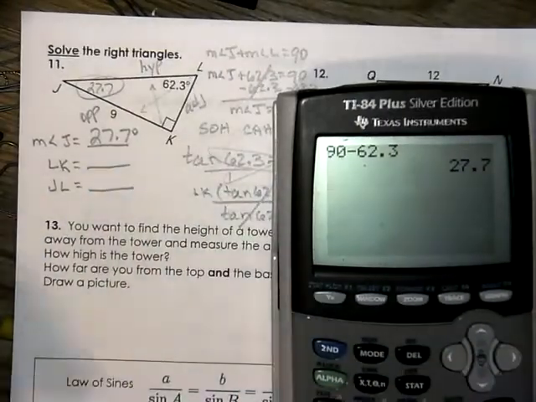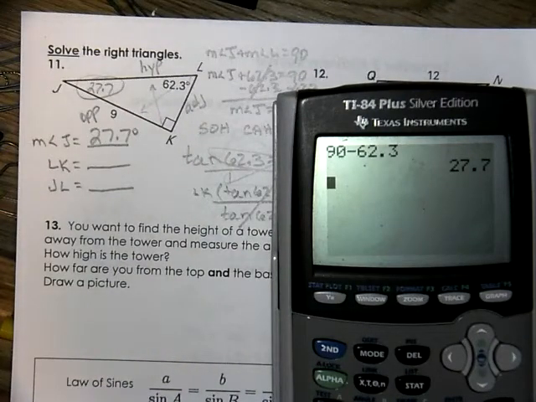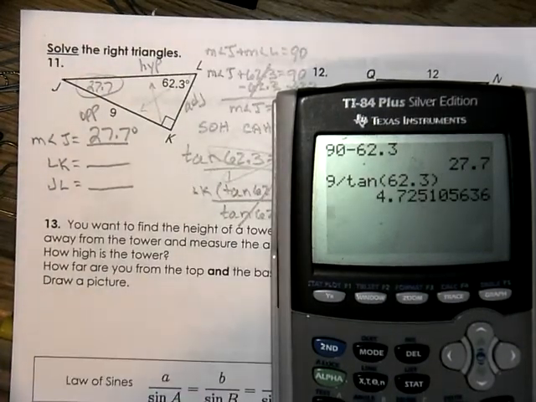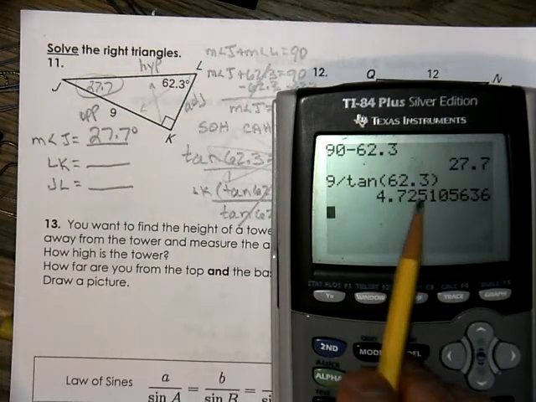So using our calculator, we take 9 divided by the tangent of 62.3. That comes out to be 4.73.